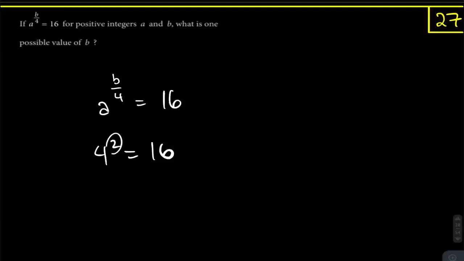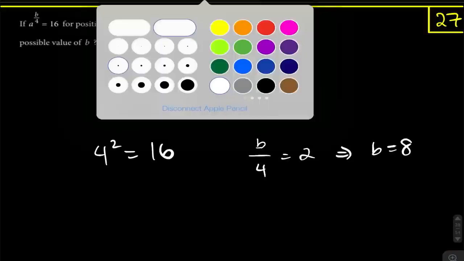What value of b could give us a 2 here? Well, we could have an 8 here, right? And that would give us a 2 overall. So for b over 4 to equal 2, you could see there b is equal to 8. And so that's one of the possible values of b.